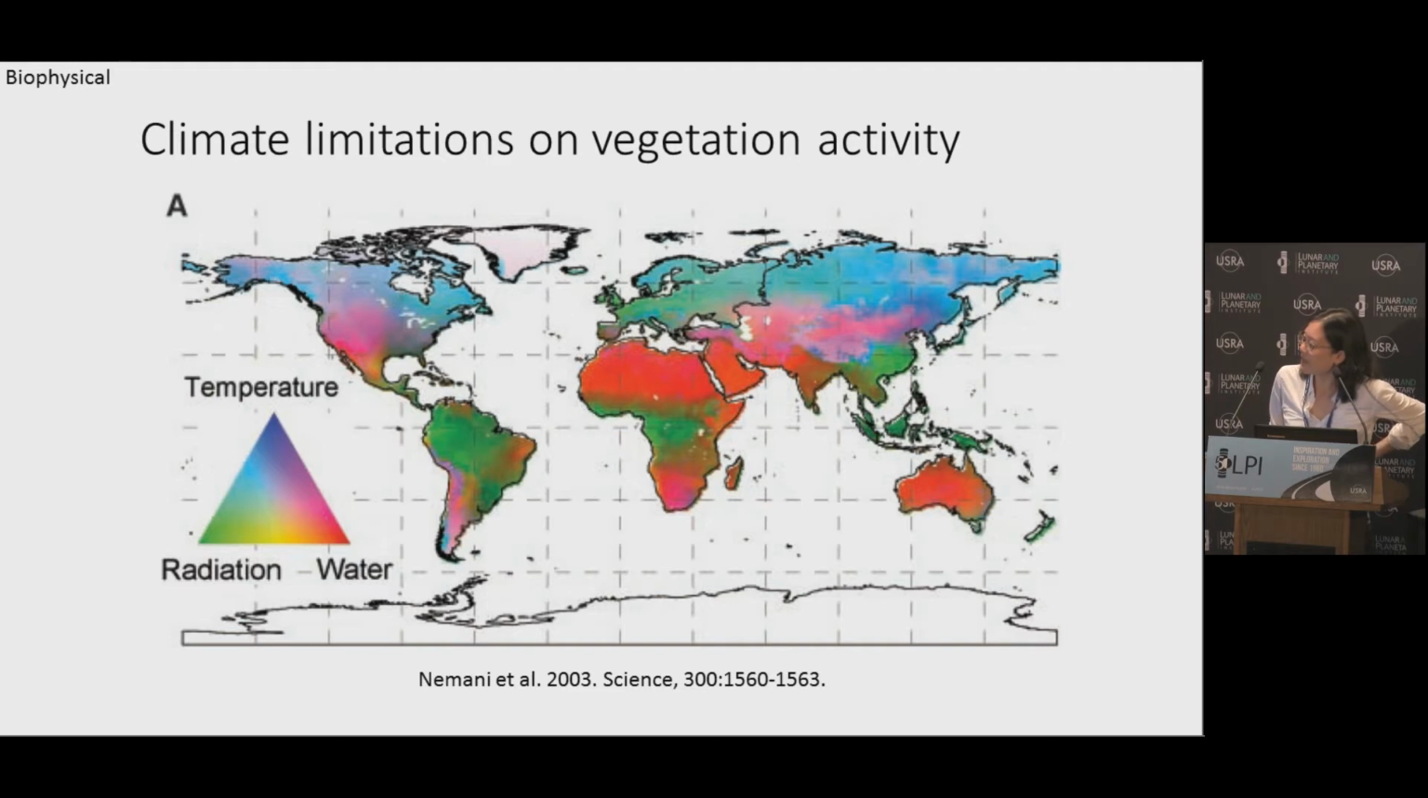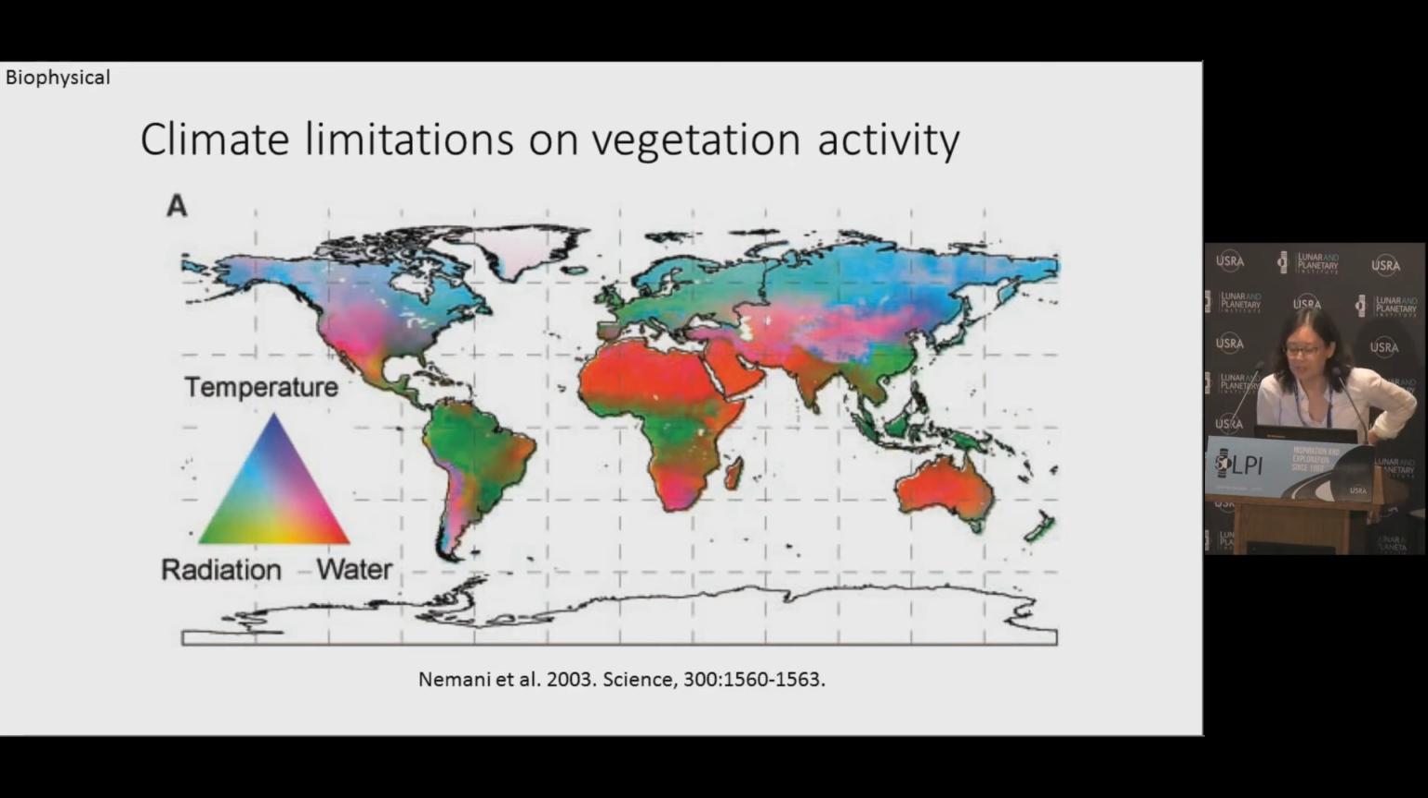This is a nice map done by Nemani et al., using indices for limitation by temperature, radiation, and water. And you can see the tropics are very radiation limited because there are a lot of clouds all the time. And the high latitudes are temperature limited, sometimes dry, sometimes due to radiation also.